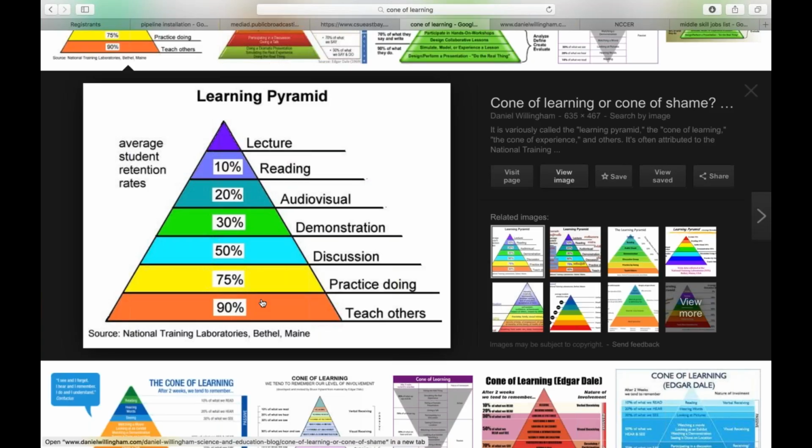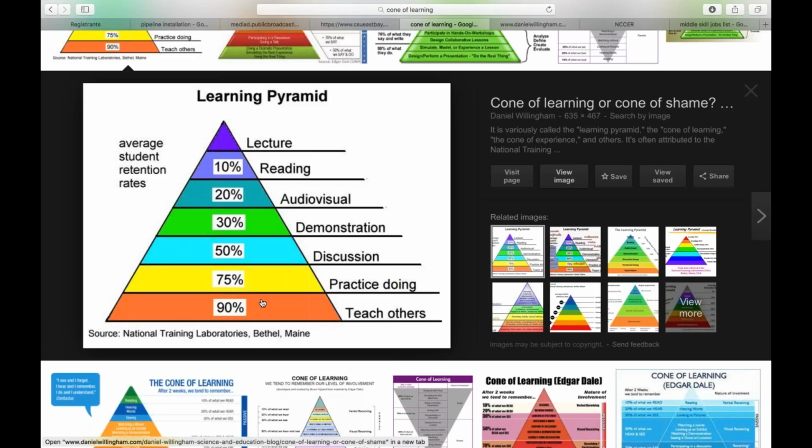OSHA 1926.21 basically requires that employers instruct each employee in the recognition and avoidance of unsafe conditions, and the regulations applicable to his work environment, to control and eliminate any hazards or exposures that could possibly make an employee injured, ill, or even kill him, right? The regulations are commonly known as the right to know rule.